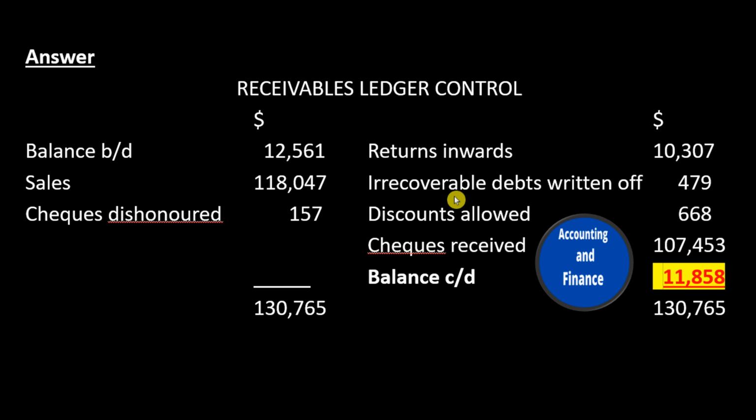Returns inwards: $10,307. Irrecoverable debts written off: $479. Discounts allowed: $668. Checks received: $107,453. Balance c/d: $11,858. Total: $130,765.